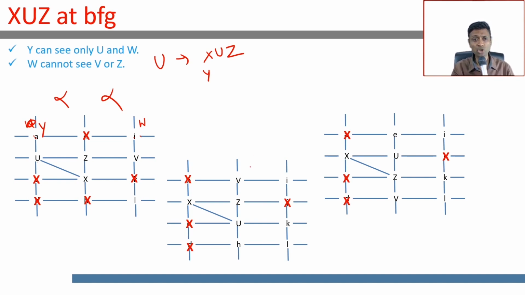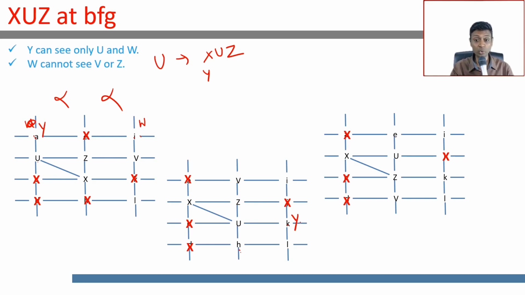Y can see only U and W. So from U, there are 2 places that can be seen. If Y were here, then Y can see Z and V also. That's not possible. If Y were here, Y can be here.